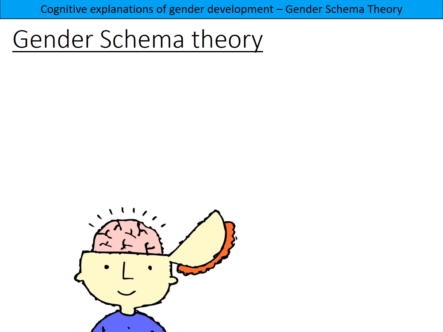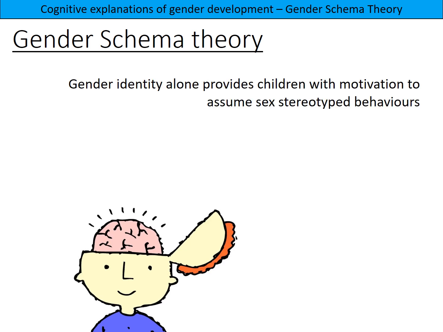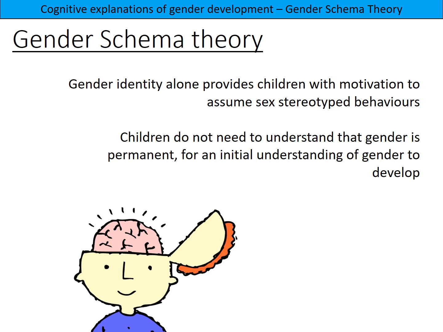Key points for gender schema theory. Gender identity alone provides children with motivation to assume sex stereotype behaviours. What that means is their identity, whether it's male or female, motivates them to take on those masculine or feminine behaviours. And children do not need to understand that gender is permanent for an initial understanding of gender to develop. Gender schema theory says that the idea that gender is permanent comes a lot later in their development.